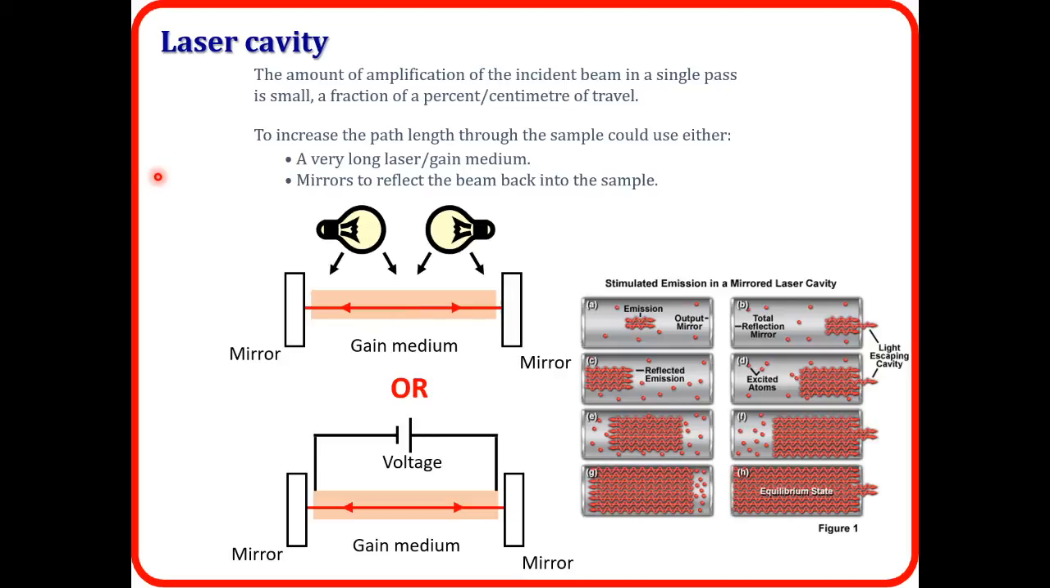Another important property is that you need some kind of pumping in the laser gain material, because you need to send your electrons from the lower state to the excited state. This can be done by, for example, two means: by exciting with the help of a light source, or by providing a voltage source. Both can excite the electrons from the ground state to the excited state.